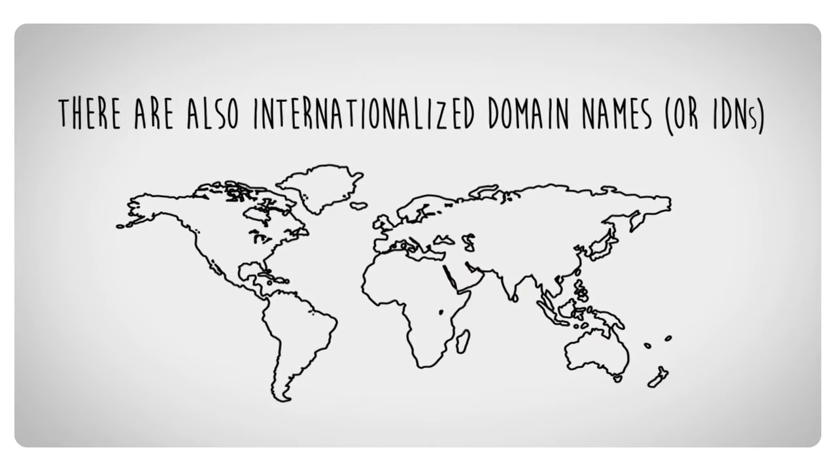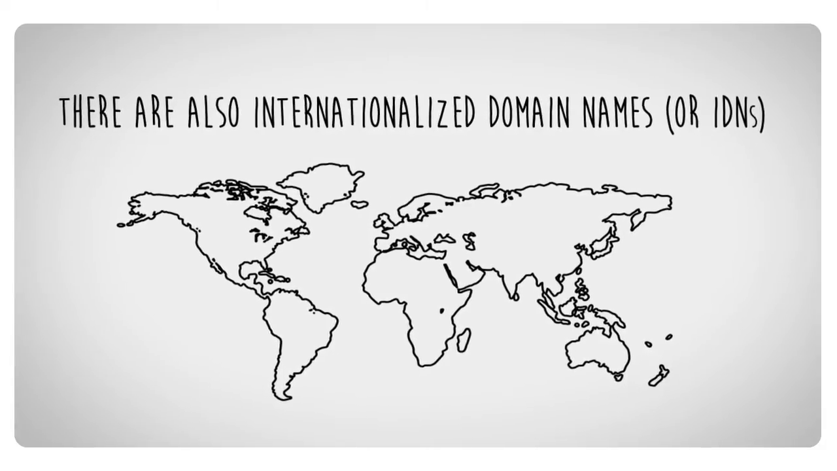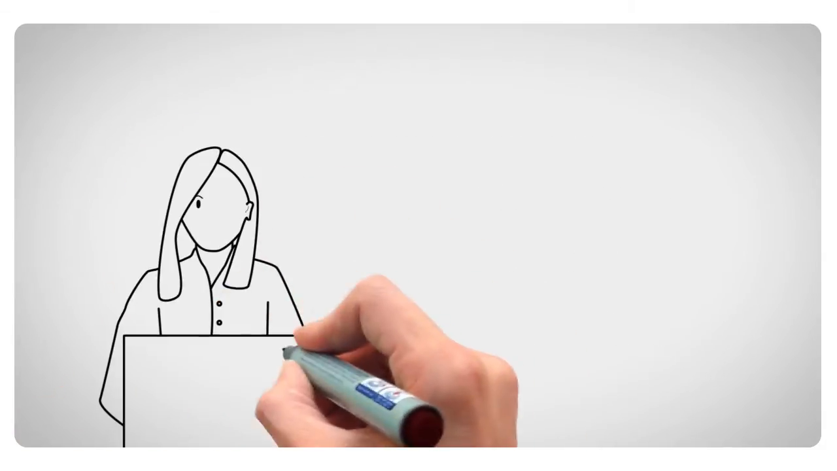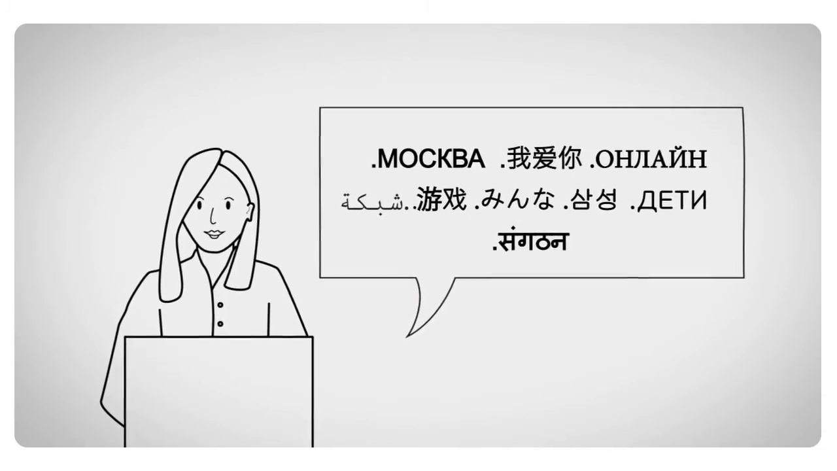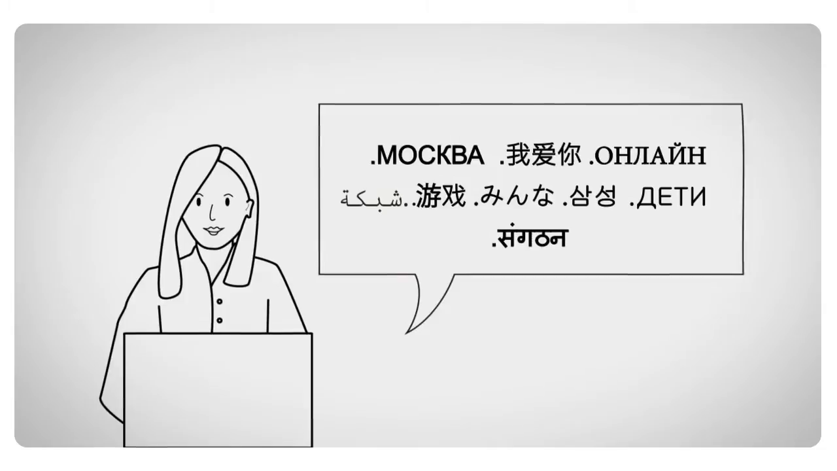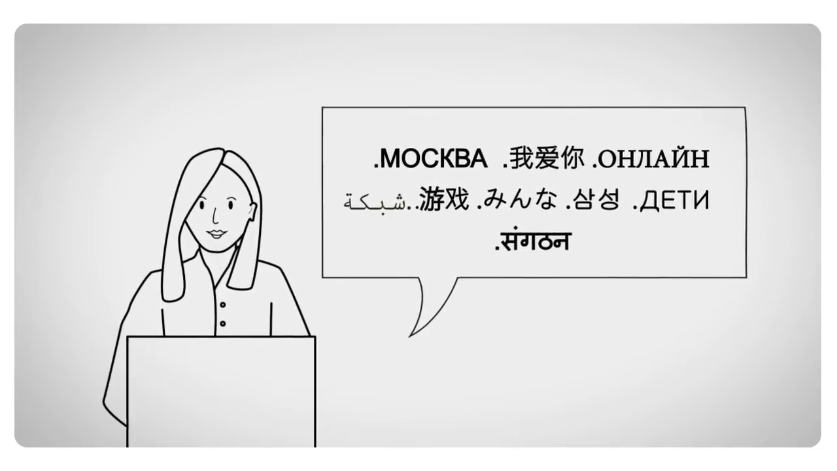There are also internationalized domain names, or IDNs. Such domain names could contain letters or characters from non-Latin scripts, for example Arabic or Chinese, enabling Internet users to access domain names in their own language.